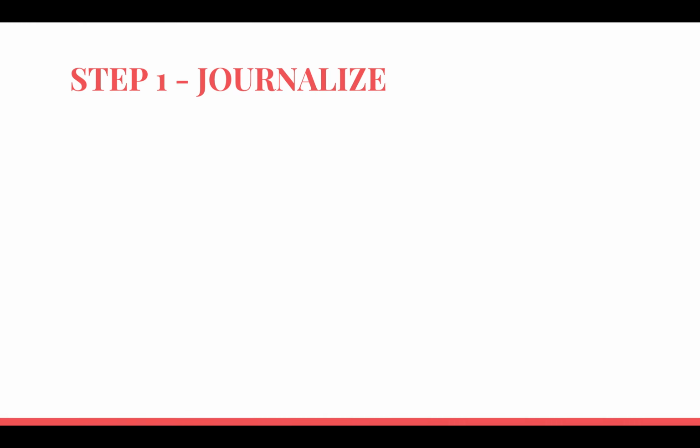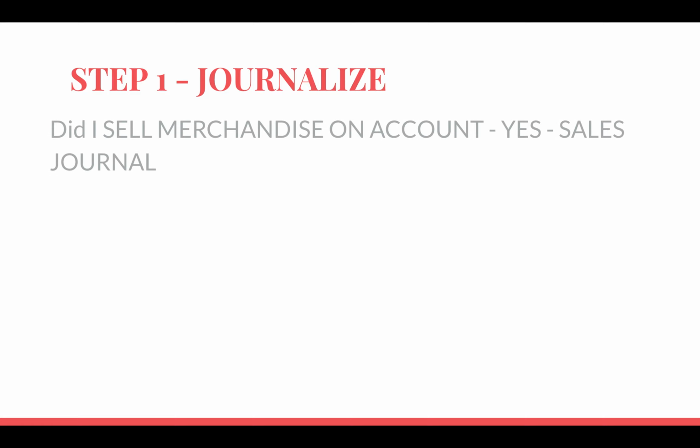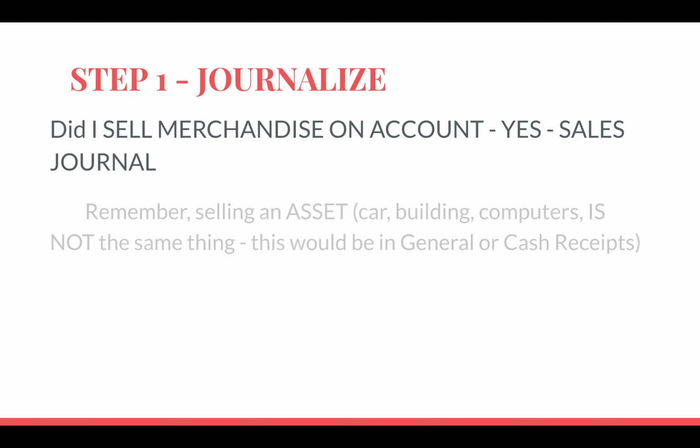As you know, the first thing we need to do is to journalize, and we have the 5 special journals. We've talked many times in class about asking the questions until you get a yes. So the first question, did I sell merchandise on account? Remember, on account means they're going to pay you later. They're not giving you cash now. So if you're selling merchandise on account, make sure you're recording it in the sales journal.